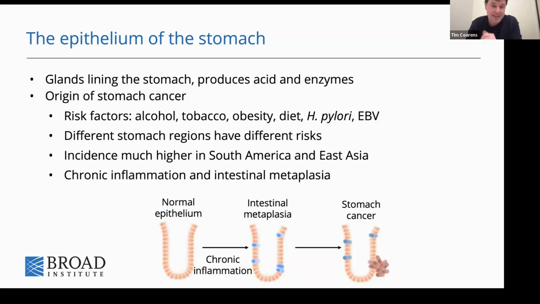So they have slightly different origins. But one important thing to note here is that there's this recognized precursor state, or precursor risk conditions, of chronic inflammation and intestinal metaplasia. Now, intestinal metaplasia is basically a fancy way of saying that a stomach gland starts looking like a crypt or a gland that you would see in the small or large intestine. So you basically get a level of tissue remodeling that seems to come prior to the emergence of stomach cancer.